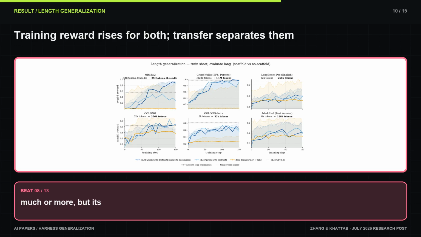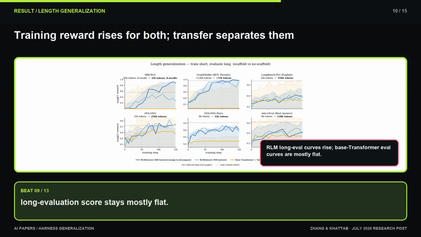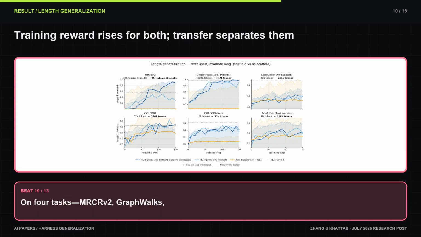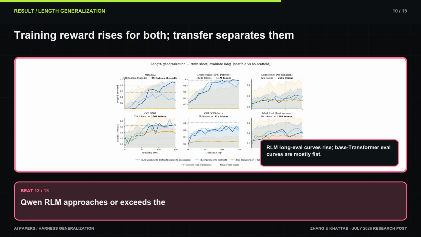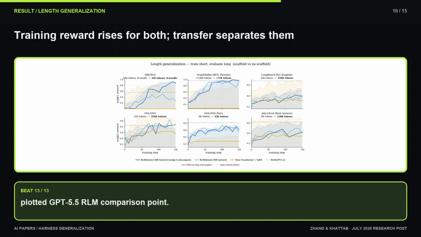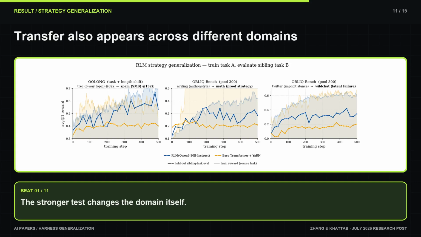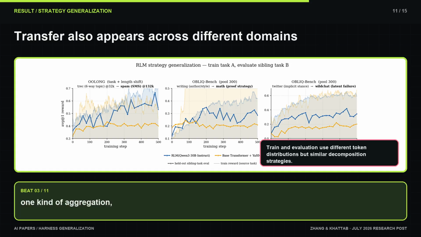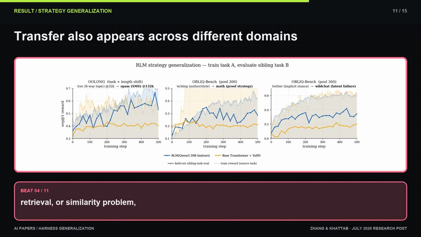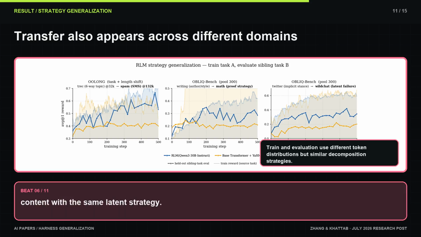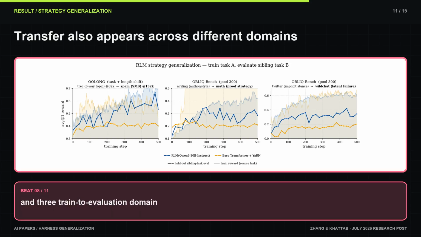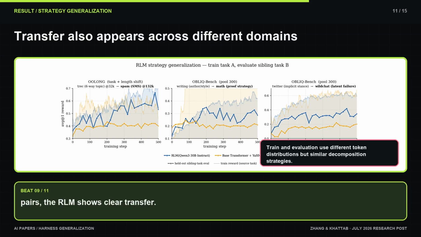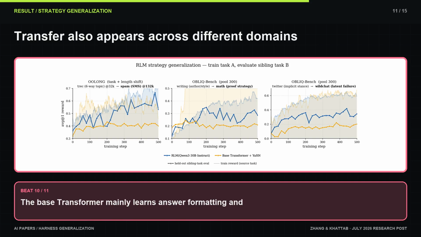On 4 tasks, MRCR v2, GraphWalks, Oolong, and Oolong pairs, the trained Qwen RLM approaches or exceeds the plotted GPT 5.5 RLM comparison point. The stronger test changes the domain itself. The model trains on one kind of aggregation, retrieval, or similarity problem, then evaluates on different content with the same latent strategy. Over 500 steps and 3 train-to-evaluation domain pairs, the RLM shows clear transfer. The base transformer mainly learns answer formatting and does not meaningfully improve on the new domain.